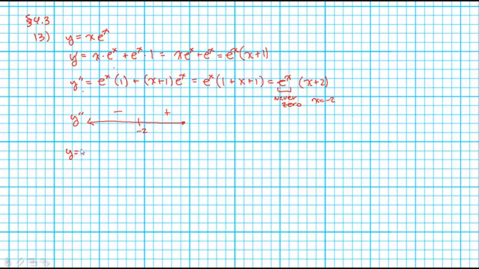We need to find out what is the value of y when x is negative 2, and that's going to be negative 2 times e to the negative 2, or negative 2 over e squared, which means that the inflection point happens when x is negative 2 and y is negative 2 over e squared.